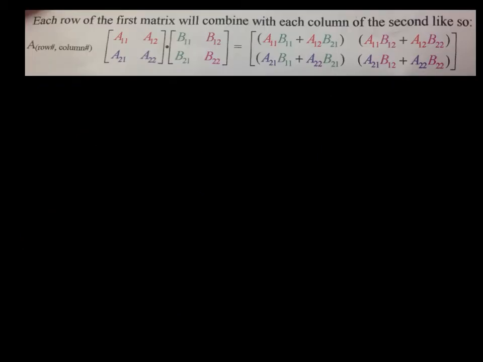Each row of the first matrix will combine with each column of the second matrix, like so. And I copied this in here because it's nice and color-coded and neat and beautiful. But each A has the row number first and then the column number. So this is A row 1, column 1. This is A row 1, column 2, A row 2, column 1, and A row 2, column 2, and so on. And so what you do is I always circle. You circle horizontally on the first one, and you circle vertically on the second one. So the rows on the first match up with the columns on the second.